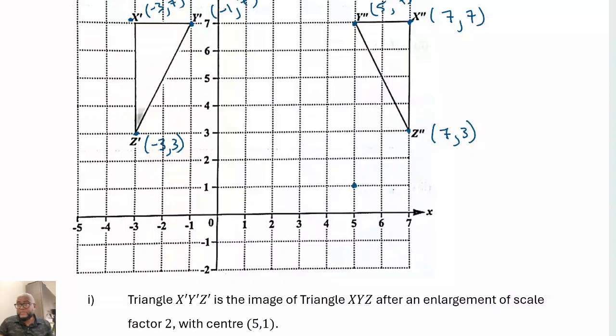Everybody good there? Now, how do you locate where the original triangle is when they only give you the enlargement? So this is the enlarged triangle. We have to find the original one. So we're going to draw lines to connect this center of enlargement to every single coordinate.